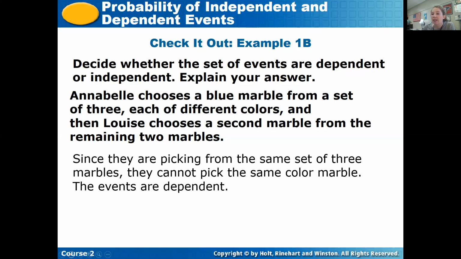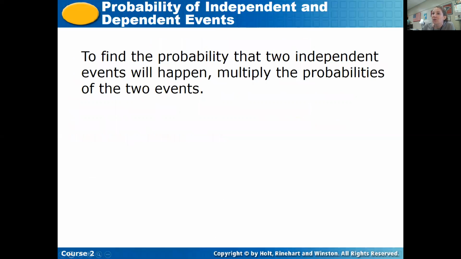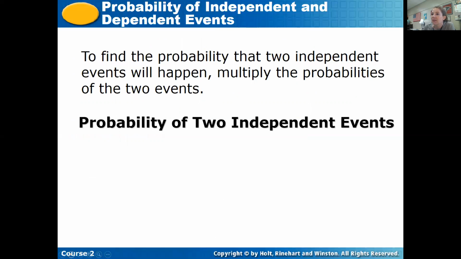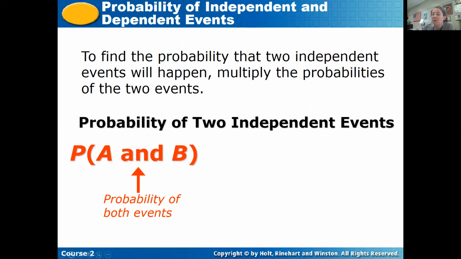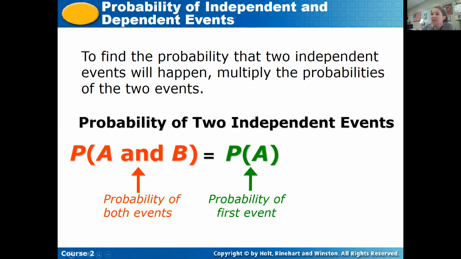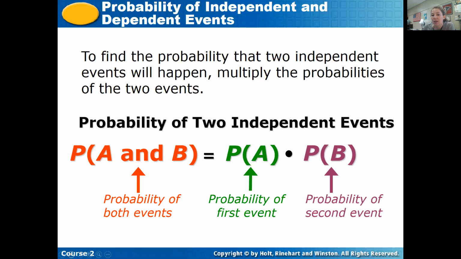The events are dependent. So to find the probability that 2 independent events will happen, what we're going to do is multiply the probabilities of the 2 events. So, for example, I want to know the probability of me getting A and then pulling or spinning a B. So I'm going to find the probability of the first event, find the probability of the second event, and multiply those 2 fractions together.